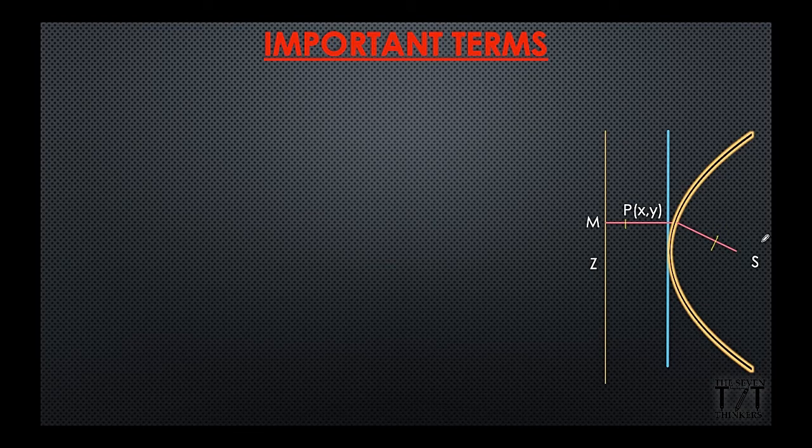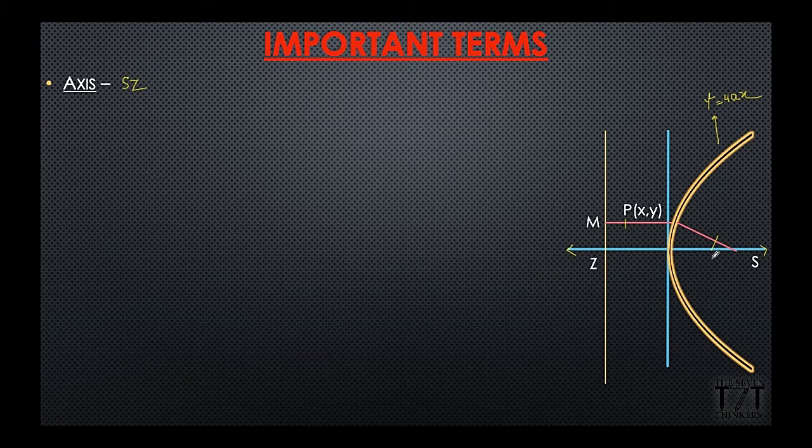The first term is axis. Axis, as we know, is any straight line which passes through the focus and is perpendicular to the directrix. Or we can say SZ is the axis of the parabola. Now, which parabola is this? In the previous lecture, we proved a standard equation of the parabola, which was y square is equal to 4ax. The important terms we are talking about are for the parabola y square is equal to 4ax. So the first term is axis, and we have seen that the axis is SZ.